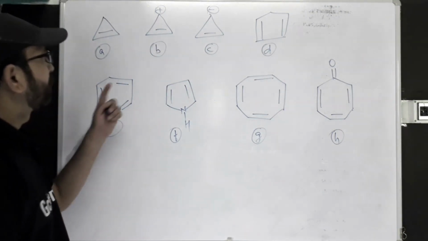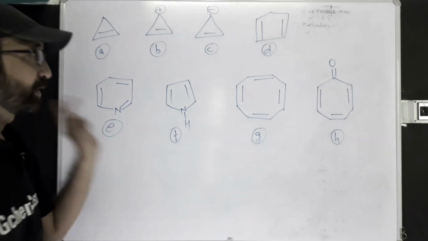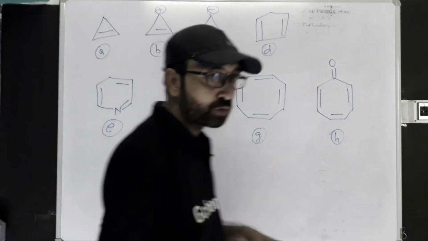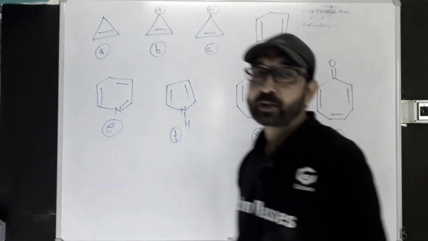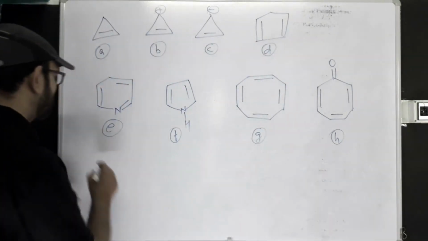Oh, this much only. 1, 2, 3, 4, 5, 6, 7, 8. Okay, till H. You just draw it in your paper and then you just tell me whether it's aromatic, anti-aromatic or non-aromatic.